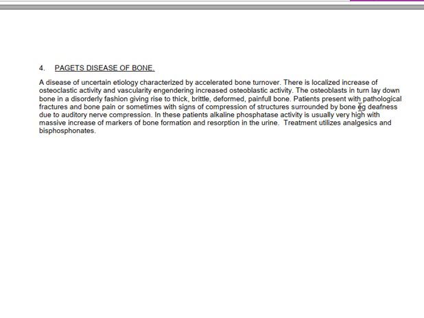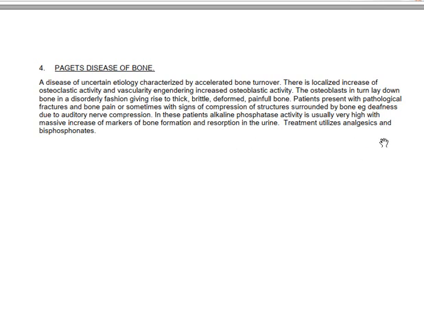Is it clear? So the patient is going to present with pathological fractures and bone pain, and sometimes with signs of compression such as sensorineural deafness because of auditory nerve compression. And in this patient, you also have high alkaline phosphatase activity. The high alkaline phosphatase activity just tells you that there is excessive osteoclastic activity, and that excessive osteoclastic activity can also come from hyperparathyroidism, though hyperparathyroidism is not usually associated with a case of Paget's disease of the bone. Is it clear? You can have high alkaline phosphatase activity.